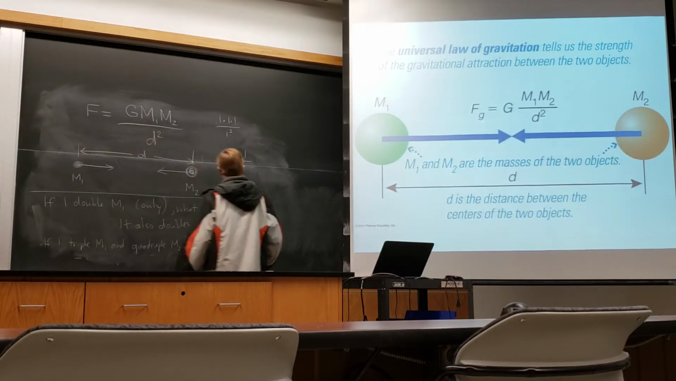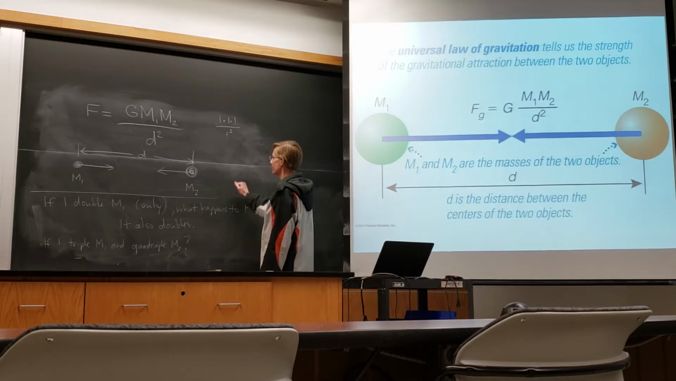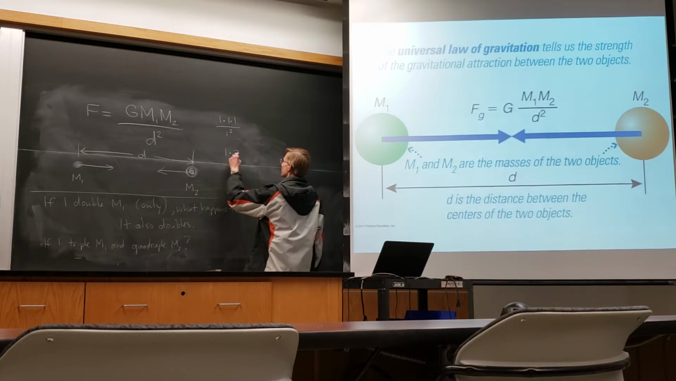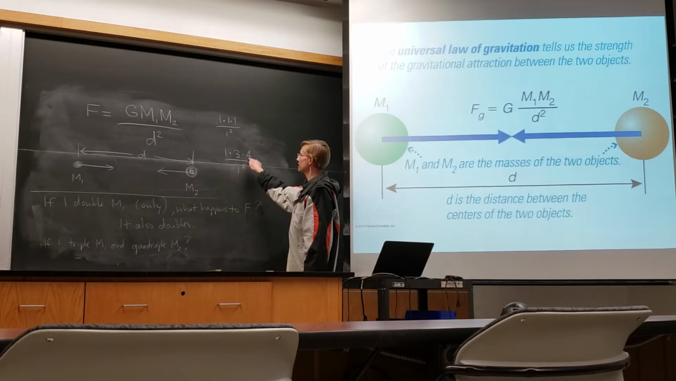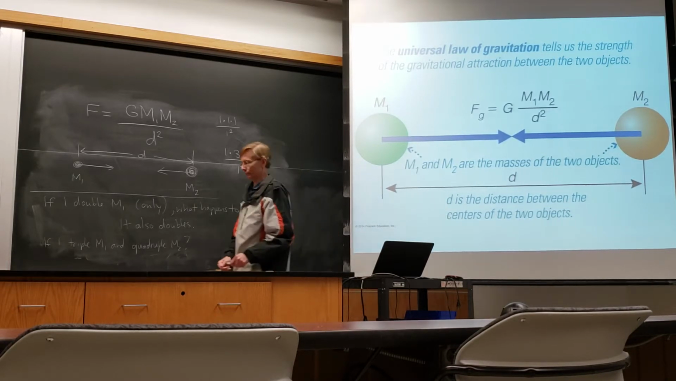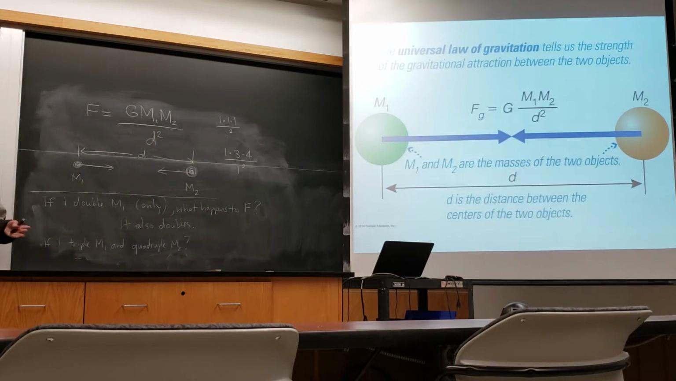So in other words, going back to this example, if we just make everything one for convenience to start, then the next time around, M1 has become three, and M2 has become four. So it's become three times four, 12 times bigger. So if you raise M1 and M2 by a pair of factors, you multiply those factors together to see what you did to the force.